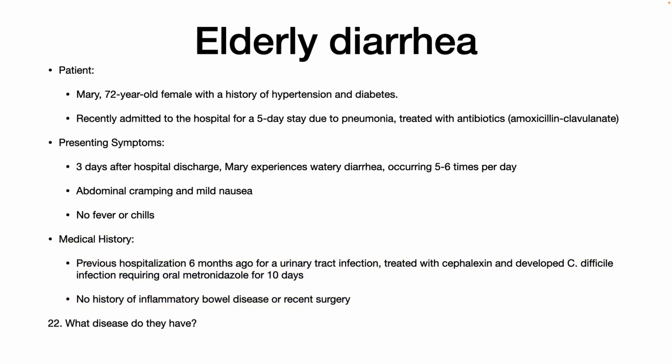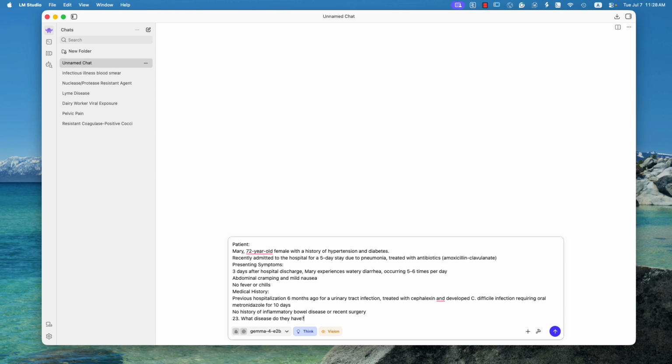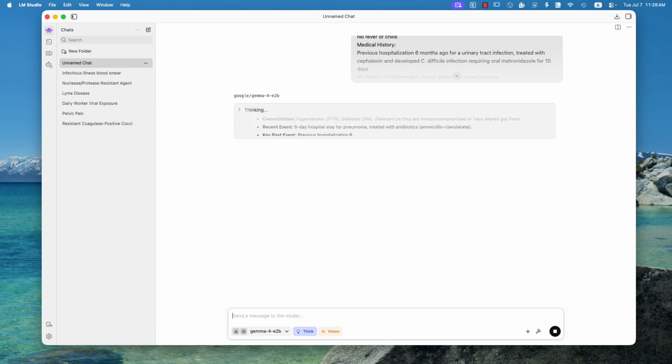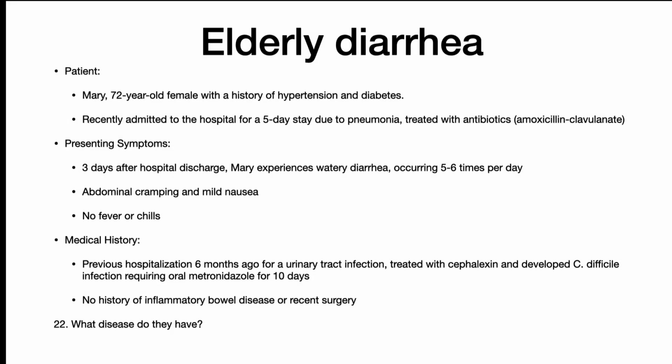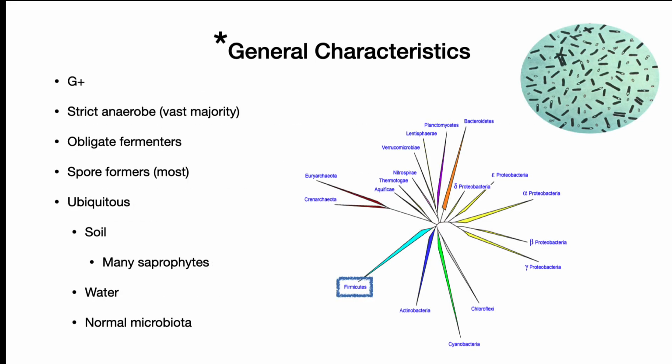What's going on? Let's ask the LLM what it thinks. I put in the data and asked it, what disease does she have? And it says the patient is likely suffering from antibiotic-associated diarrhea, and that is correct. And it correctly identifies Clostridium difficile. C. diff is becoming more and more of a problem.